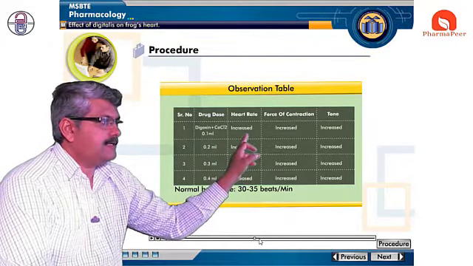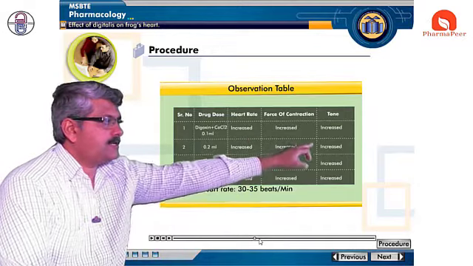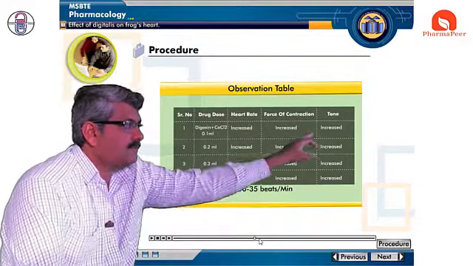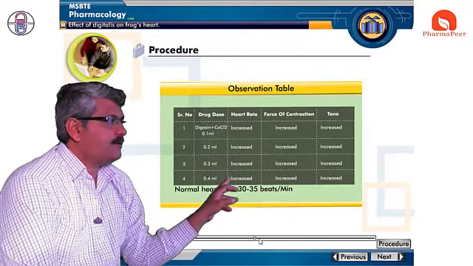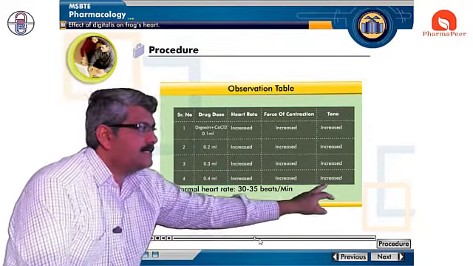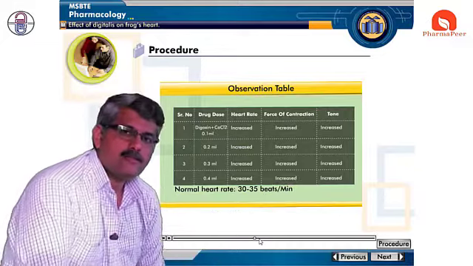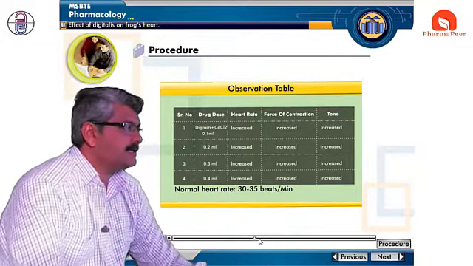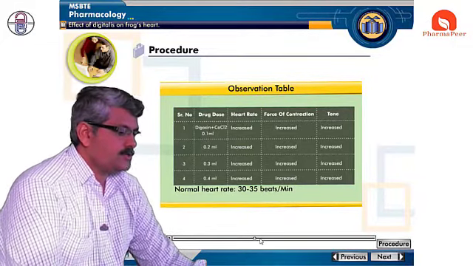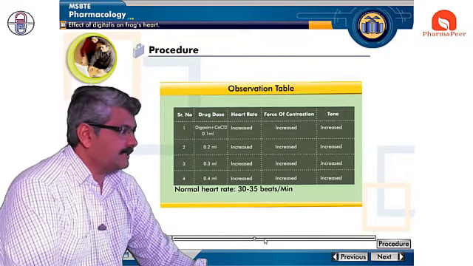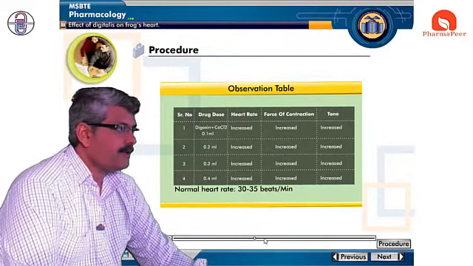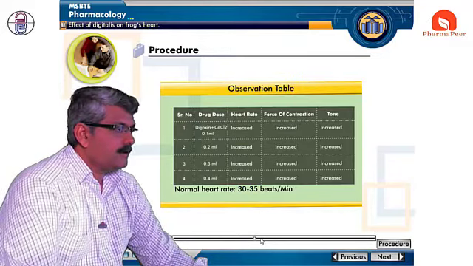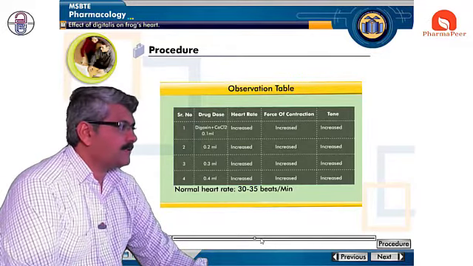We found an increase in heart rate, an increase in force of contraction, as well as an increase in the tone. With 0.1 ml, 0.2 ml, 0.3 ml, 0.4 ml, everywhere we found an increase in heart rate, increase in the force of contraction, and increase in the tone. So due to that increase in activity, it proves that the heart is working properly.